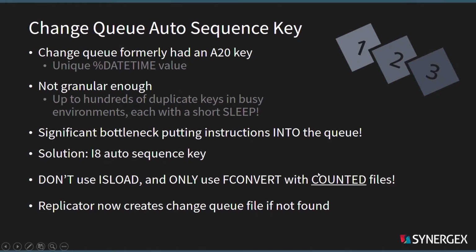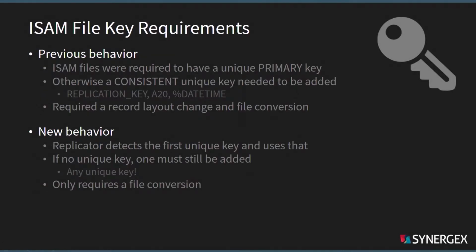This is talking about that same thing. ISAM file key requirements. In older versions of this, we used to require that every file had a unique primary key. And if the primary key was not unique, we required you to go and add a specific key to the file. Now what we do is we go looking for a unique key. So as long as each file has at least one unique key, it doesn't have to be the primary key anymore, then you don't have to touch the file at all. So the only time you would have to touch a data file and change its layout is if you have an ISAM file that has no unique keys whatsoever, which is pretty rare.